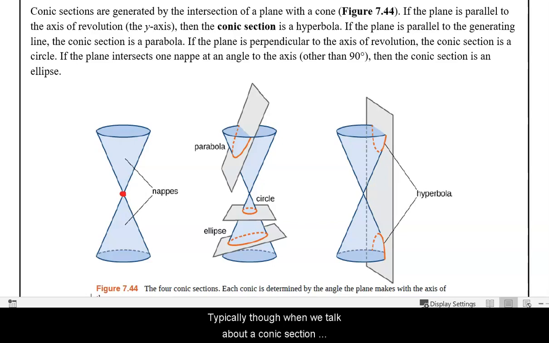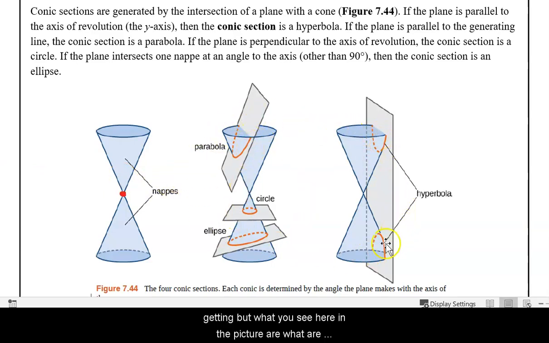Typically, though, when we talk about a conic section, we're not talking about points or lines. What we're talking about are shapes that curve in a two-dimensional space. We're talking about a circle, an ellipse, a parabola, and a hyperbola. Now, I'm going to show you some pictures in real life of what these look like because it is very difficult to visualize from a two-dimensional picture what you're actually getting.